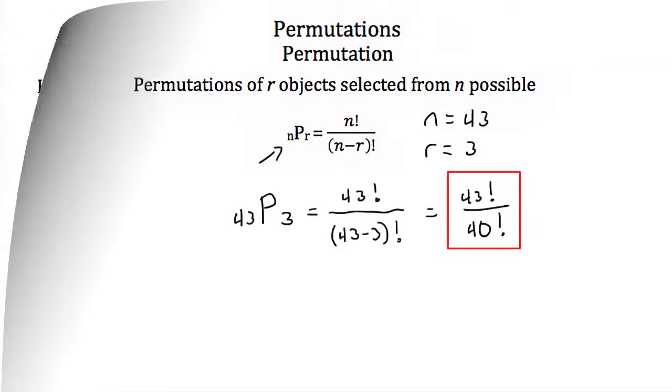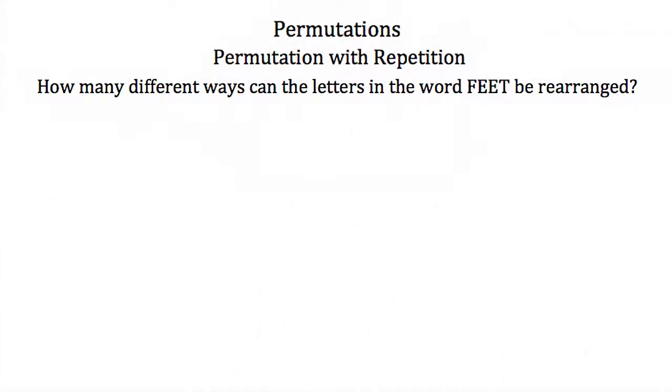Now the last thing we have to talk about is when we have permutations with repetition. What happens when some of the events can occur more than once? For example, how many different ways can the letters in the word feet be rearranged? Well, there's 4 different letters. There's F, there's E, there's a second E, and then there's a T.